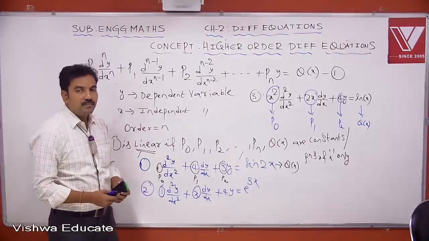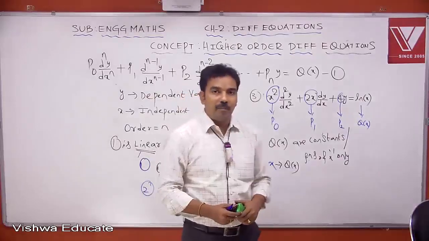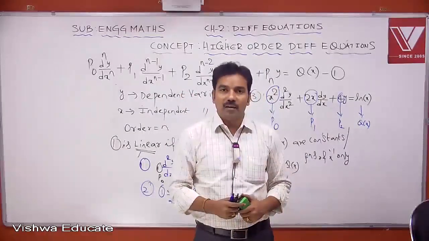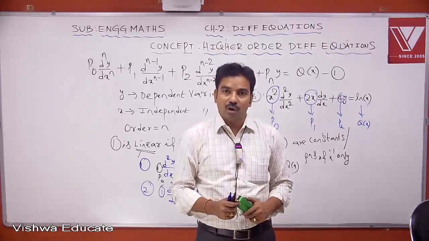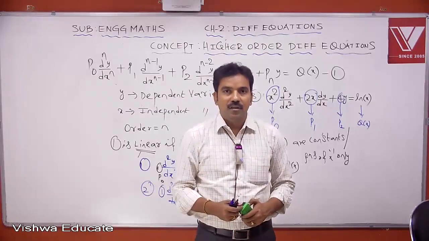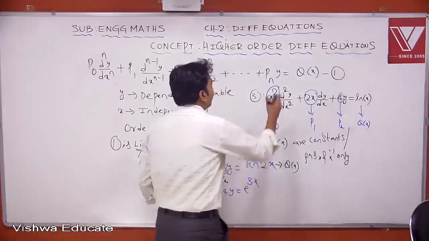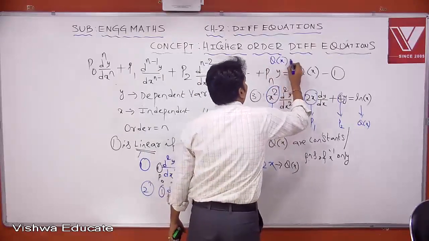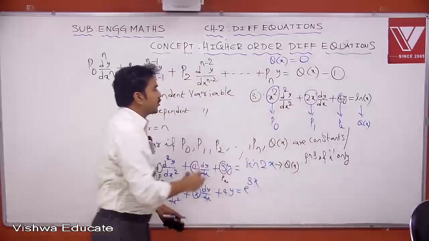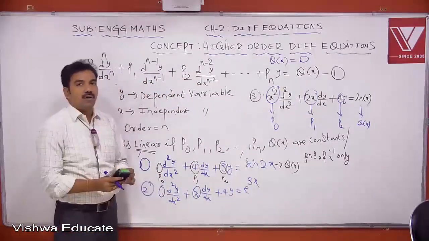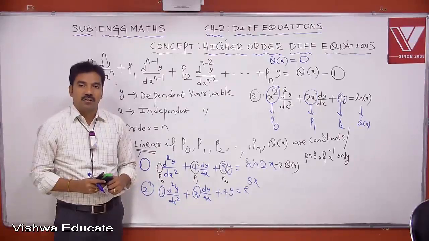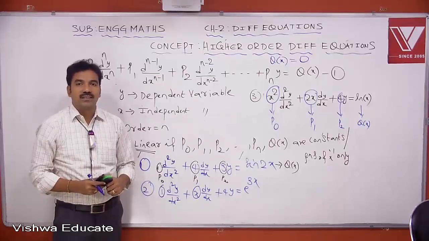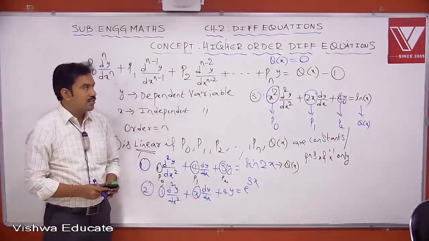Next note, if P naught, P1 and so on, Pn are constants and q of x equal to 0, then equation 1 is called a nth order homogeneous linear equation with the constant coefficients.